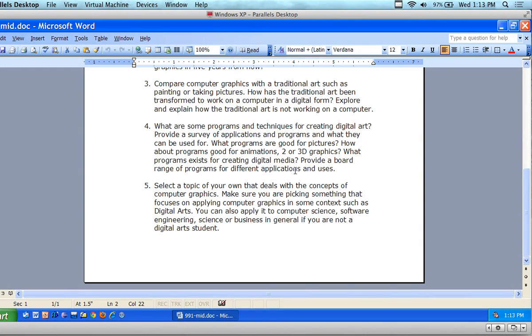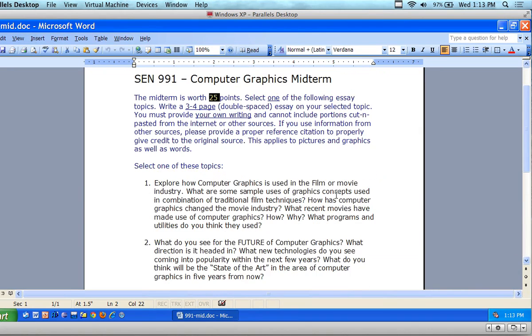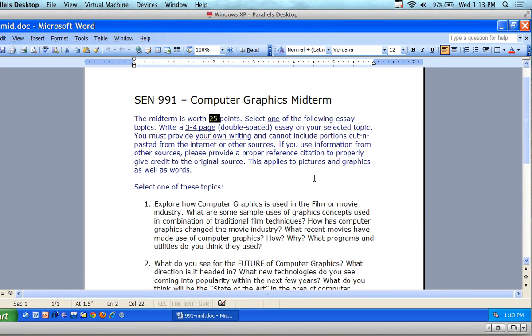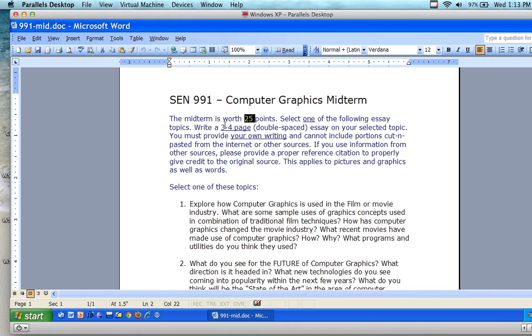And the last topic is select a topic of your own, so really it's an unlimited number of topics. But the idea is to write a 3 to 4 page double-spaced essay, which is like 1.5 to 2 pages single-spaced, which is equal to about 4. So it's not a volume of stuff.